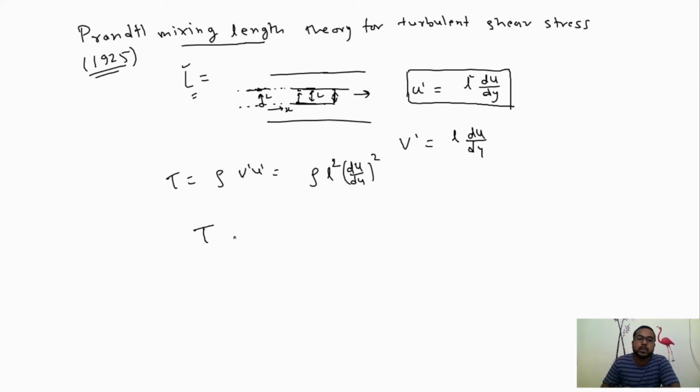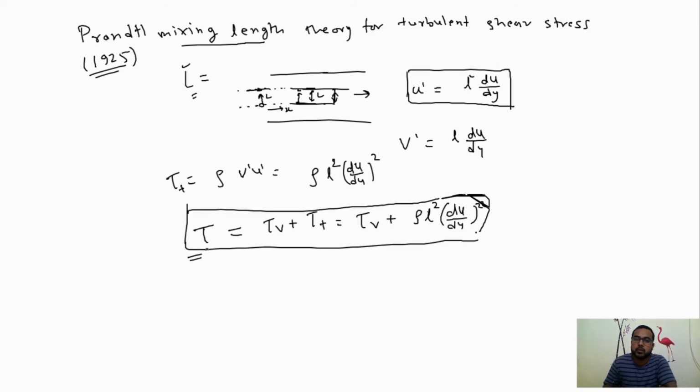So what would be the total shear stress? This is due to the turbulent flow. And what is the total shear stress? Viscous plus turbulent. So the viscous shear stress plus this term. This is for the shear stress in turbulent flow.